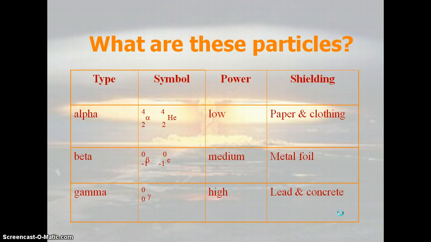Okay, here's another little summary slide. It shows us the alpha particle, the symbols, that it has low power, and that you can have paper or clothing to shield it. Beta, the little symbols, the B and the E. Medium power, metal foil to shield it. Gamma, little y, high power, lead and concrete shield it.